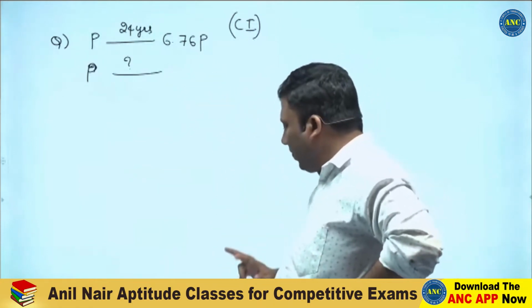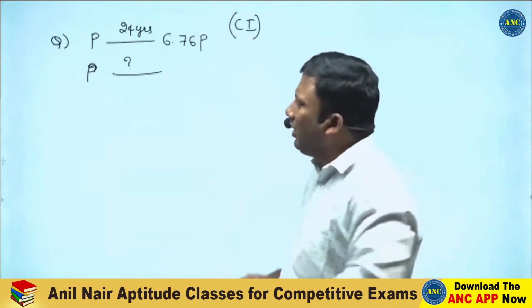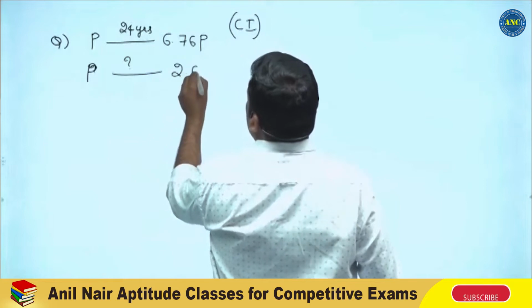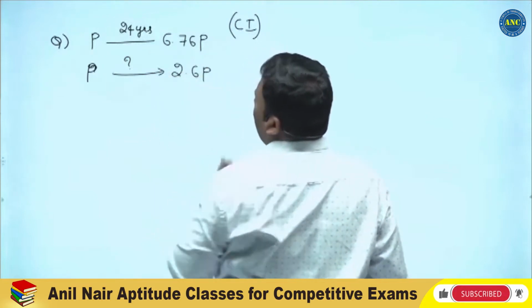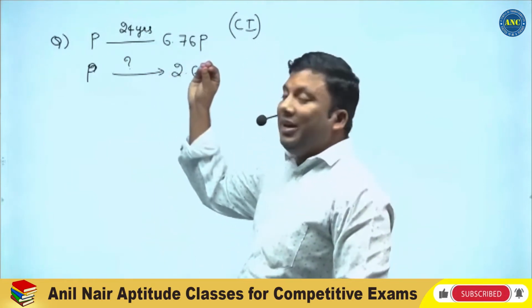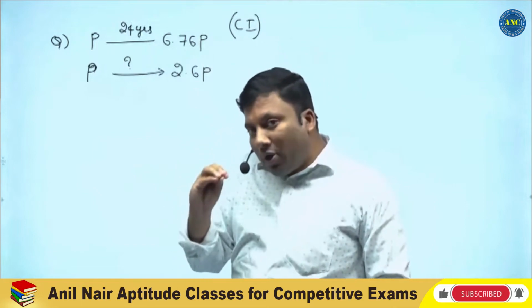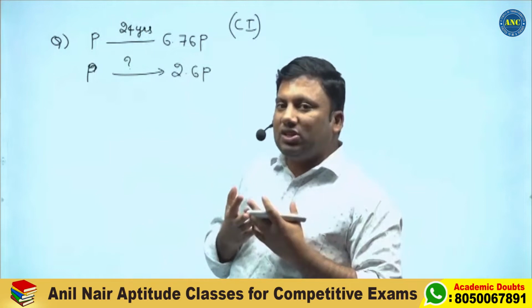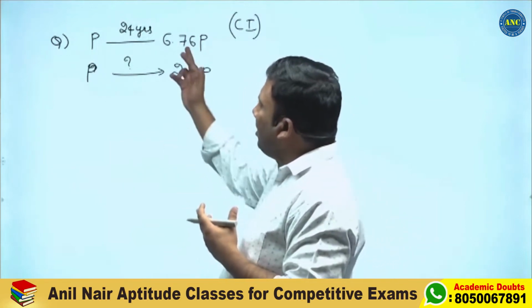2.6 times the principal. This model is a very, very good model, sir. 2.6 times the principal. How many times? Step number 1: how many times is it becoming? It is becoming 6.76 times. Just check whether it is a square or a cube.